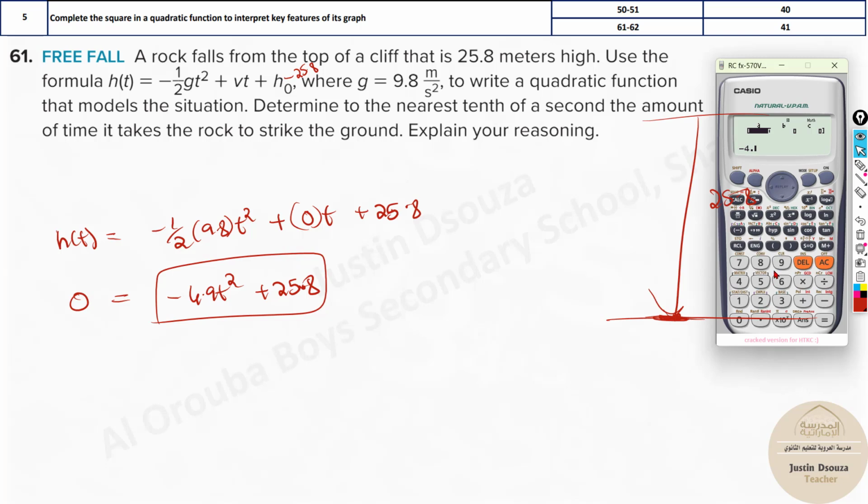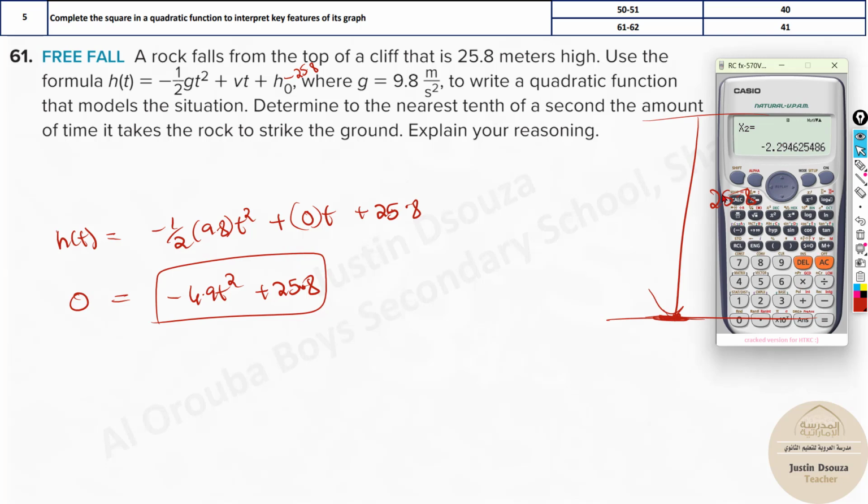It's negative 4.9, 0, and lastly we have 25. Because t is not there, therefore b is 0. So 25.8. The answer must be, what is this answer? 2.29. But they have told what? How many decimals? Nearest tenth. So it's 2.3. The answer must be 2.3.